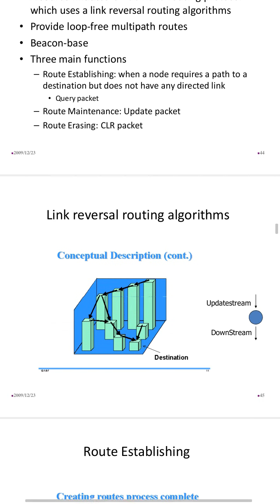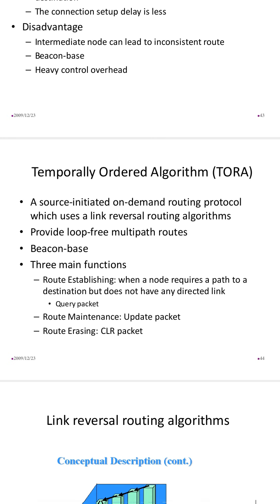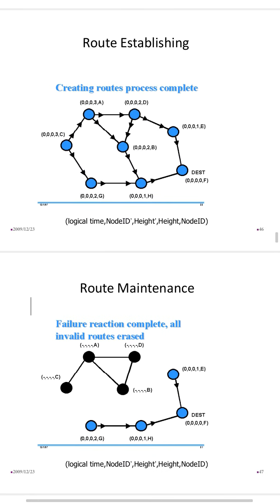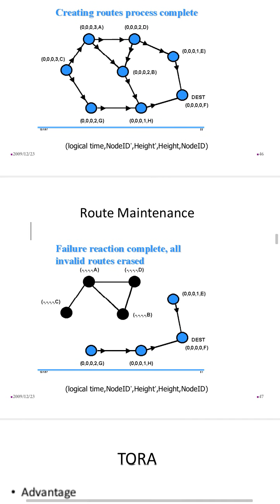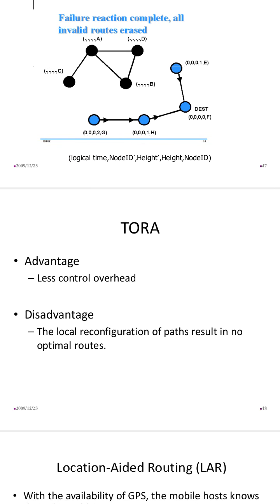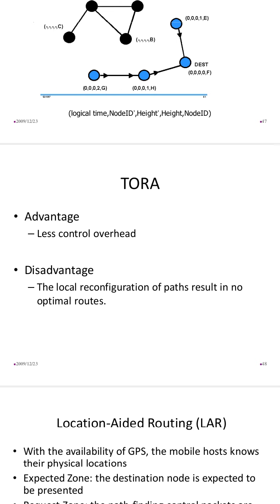So this is the Temporally Ordered Routing Algorithm, and by using it we can reach the packet. The advantage is less control overhead, and the disadvantage is that local reconfiguration of paths results in no optimal routes. So these are the advantages and disadvantages of TORA.